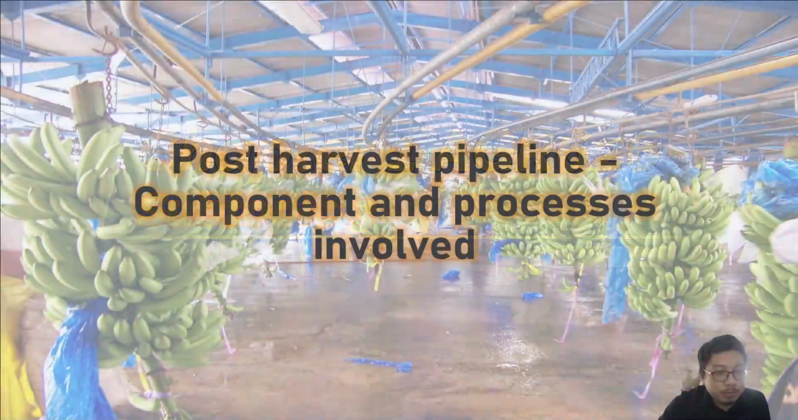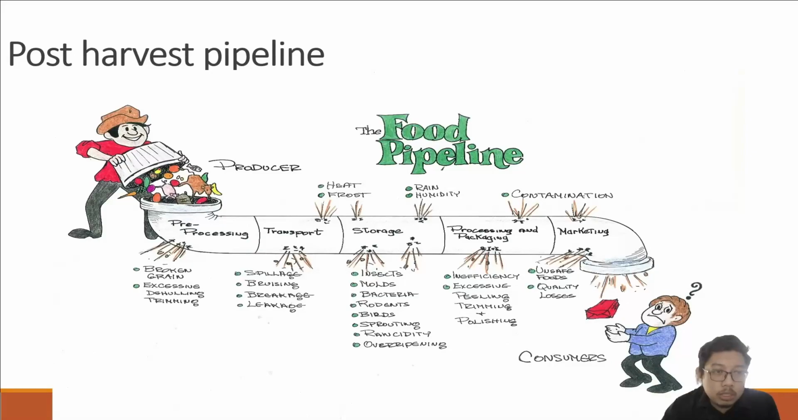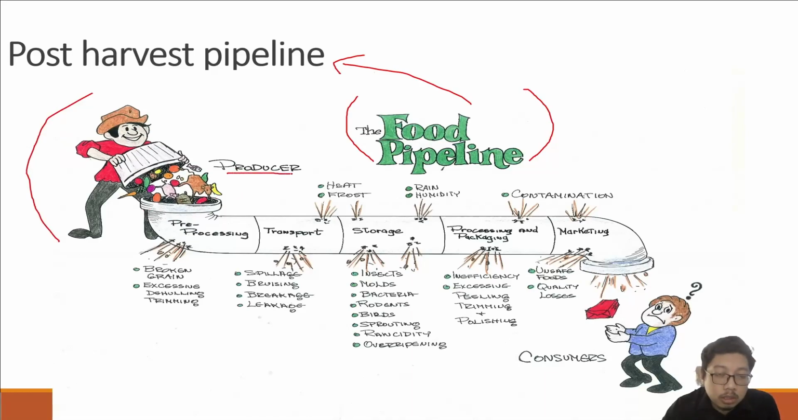Okay, so post-harvest pipeline, the components and process involved. Now we move on to the post-harvest pipeline. Imagine a pipe, and we call it the food pipeline, the post-harvest pipeline. This is the input here: the farmer or the producer is the input, and the output is the final produce or final product that is consumed by the consumer.